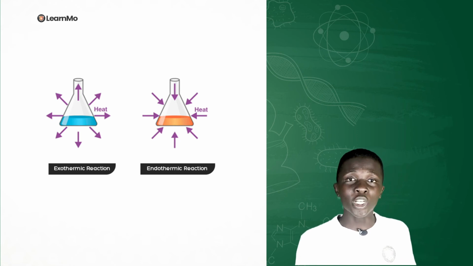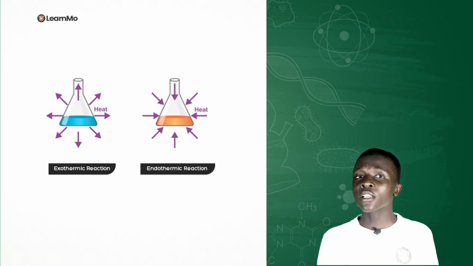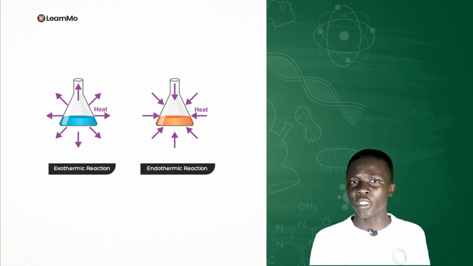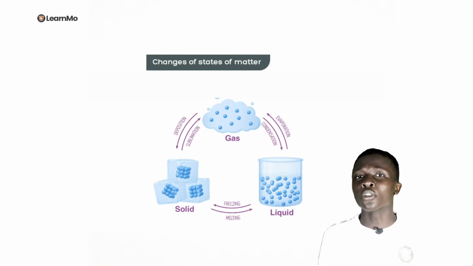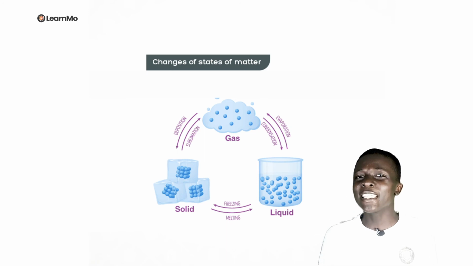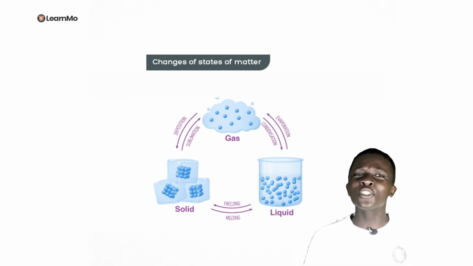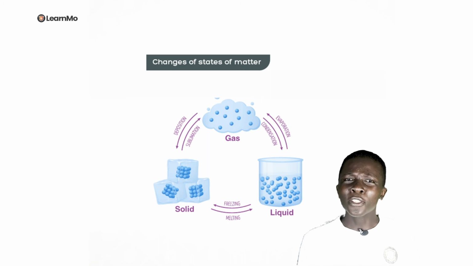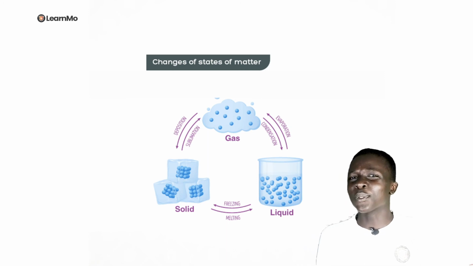We have evaporation, melting, freezing, condensation, sublimation, and deposition. The change of state from solid to liquid is called melting, and it happens because solid particles gain enough kinetic energy and begin to move more. The point at which a solid changes to a liquid is called the melting point.